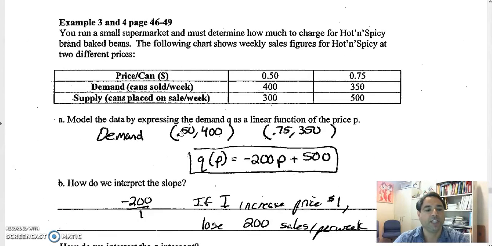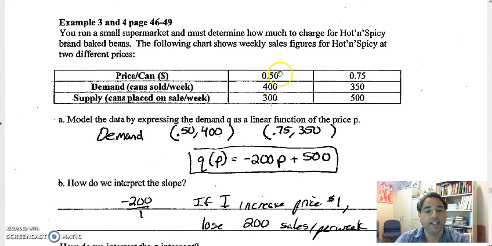Our example is, you run a small supermarket and must determine how much to charge for hot and spicy brand baked beans. The following chart shows weekly sale figures for hot and spicy at 2 different prices. So the price is 50 cents, demand is 400. But if the price was 75 cents, demand would be 350. Notice we increase the price, quantity goes down.